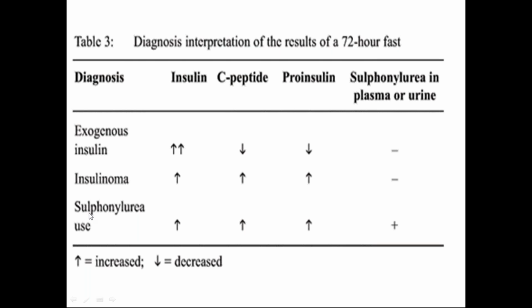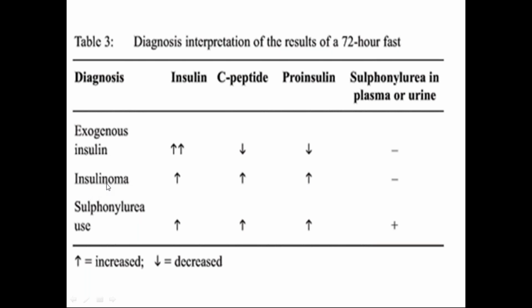We have already seen that the sulfonylurea and insulinoma are very similar. So both will have increased C-peptide levels. So if there is decreased C-peptide levels, then we can diagnose it as exogenous insulin. And there will be decreased pro-insulin levels also. Whereas it is opposite in insulinoma and sulfonylurea.